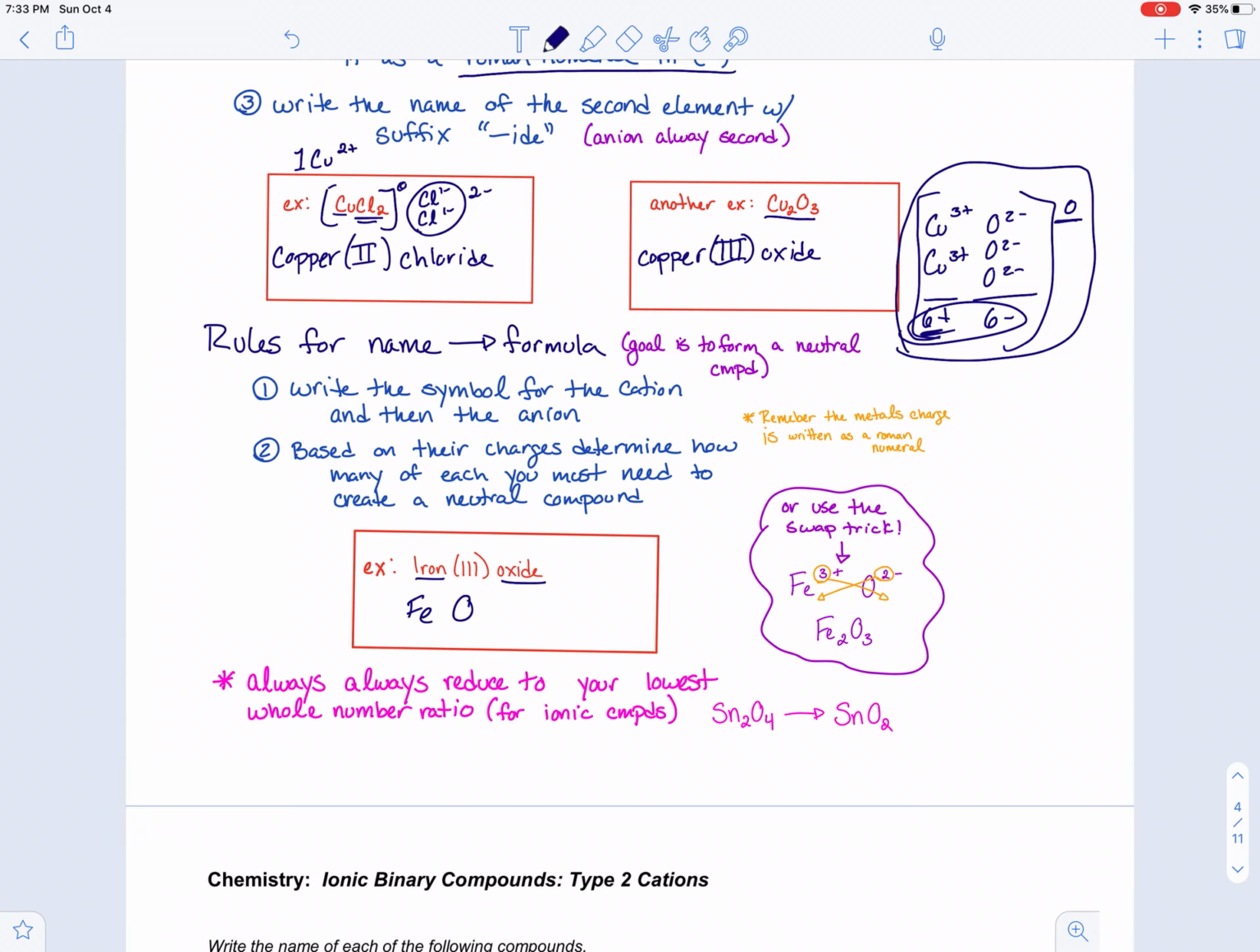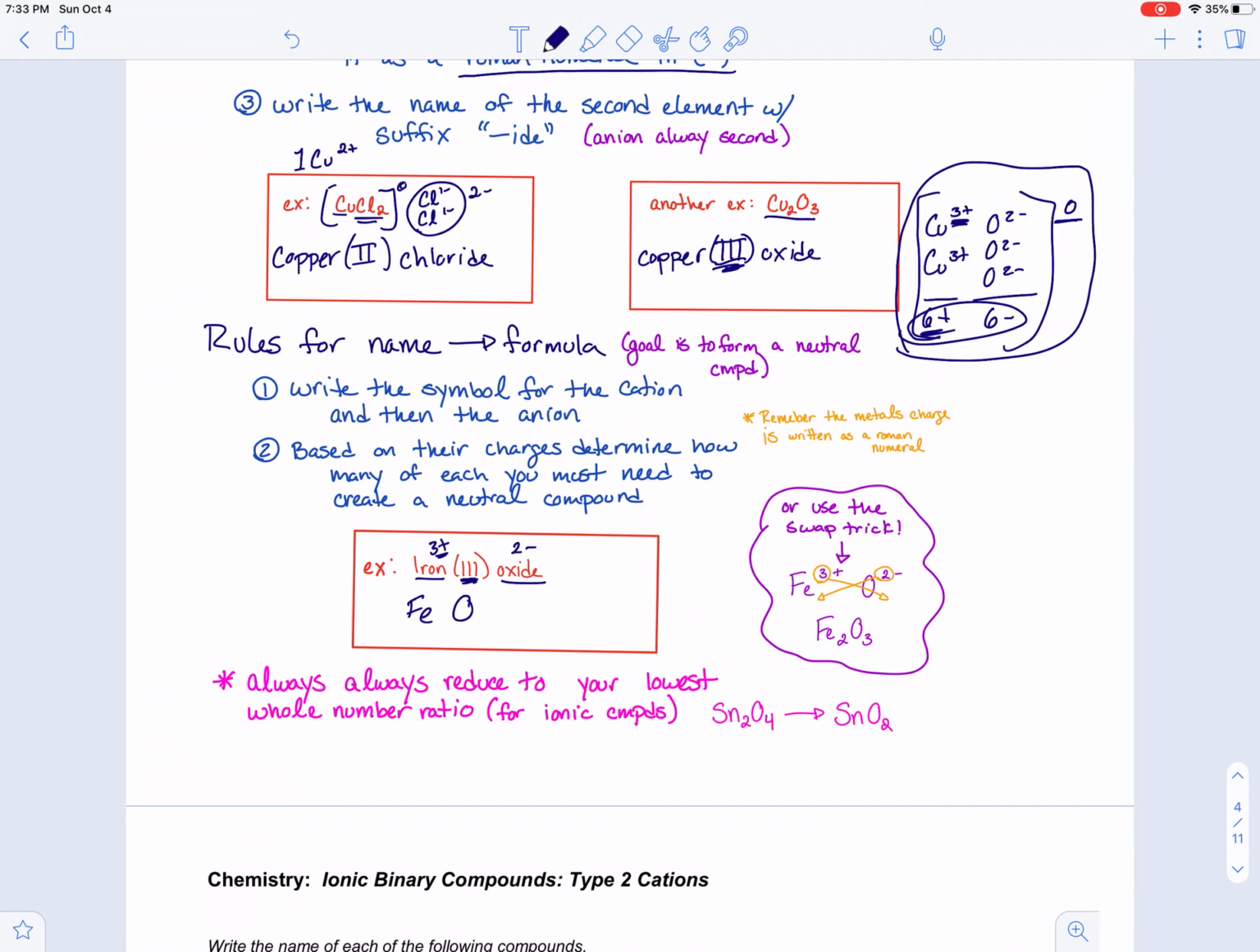Now the trick is, based on their charges, how many of each do you need to create a net neutral compound? So iron here, I'm telling you with the 3, is a 3 plus charge. That's what we did above, right? We figured out what the charges must be on the metal, and that's what's written in the Roman numeral. So when you're given a Roman numeral, that's its charge. Oxide is in family 6A, so those have a charge of 2 minus.